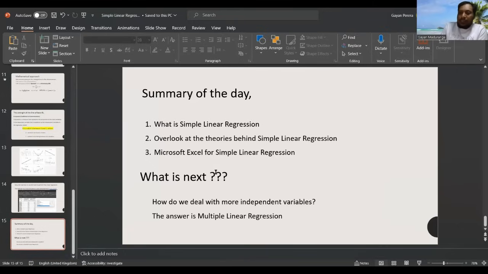Okay, so what will be the next video? Just think, today we had just one X variable, one independent variable. If we have two or three independent variables, what can we do? Okay, if you want to look at this, come and join my second video. It is nothing but multiple linear regression.